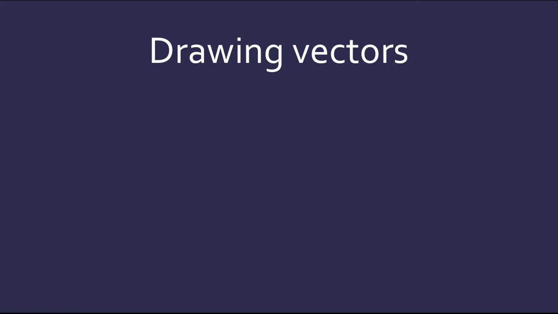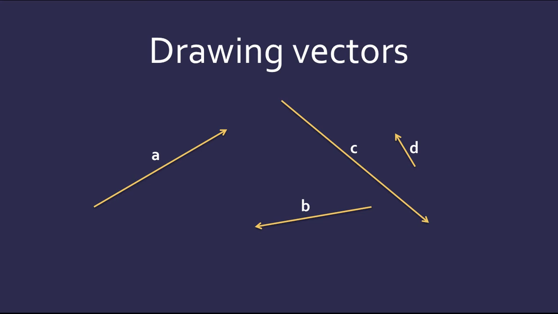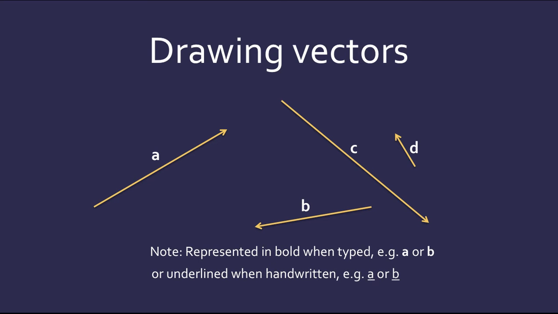We can draw vectors using an arrow, where the length of the arrow represents the size of the vector, and the direction of the arrow represents the direction in which it's pointing. So for example, we have vectors A, B, C, and D, all completely different vectors. Note that when we label vectors in typeface, we use a bold typeface to represent the vector, and when handwriting, we underline the vector just to emphasize that it is a vector.